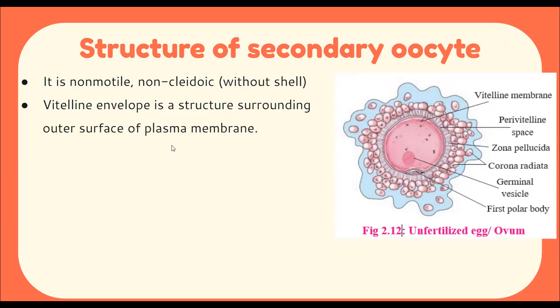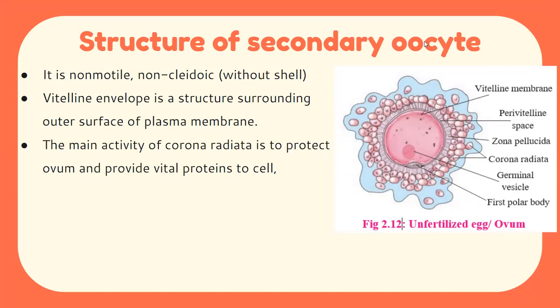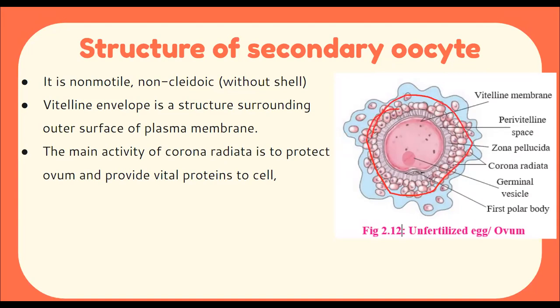There is no cell wall. So you have the plasma membrane, and outside the plasma membrane you have this vitelline membrane. Then another layer that you see over here is these cells, some are attached, some are detached, some are towards the periphery.